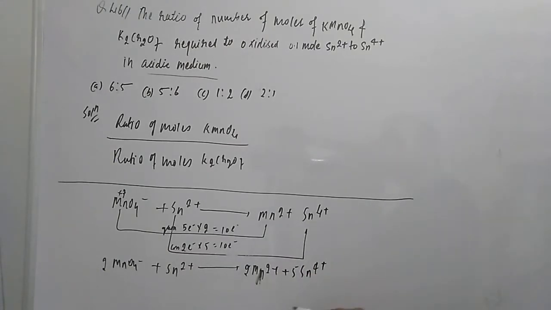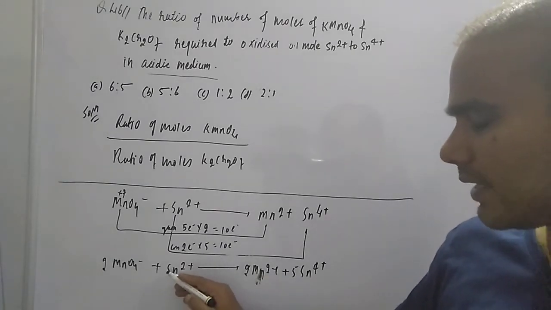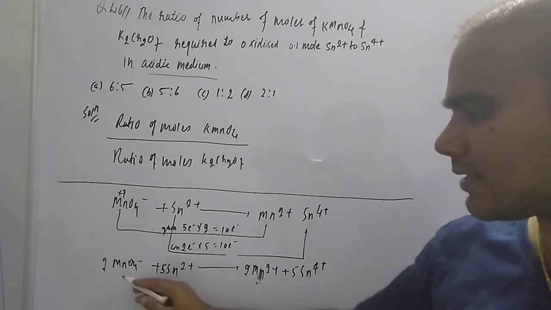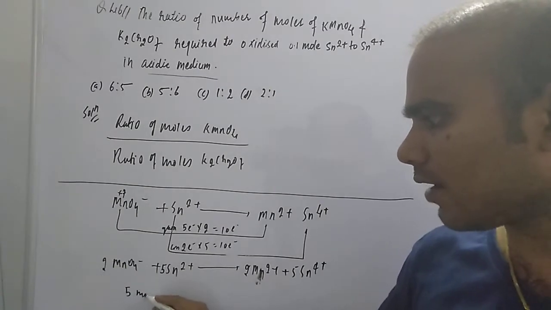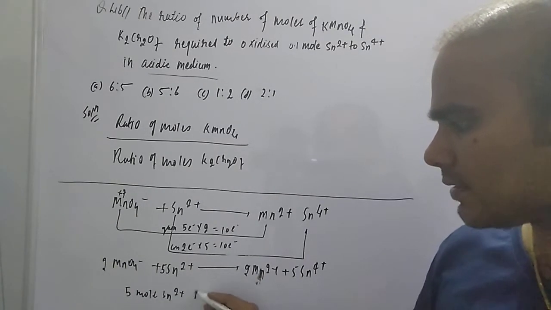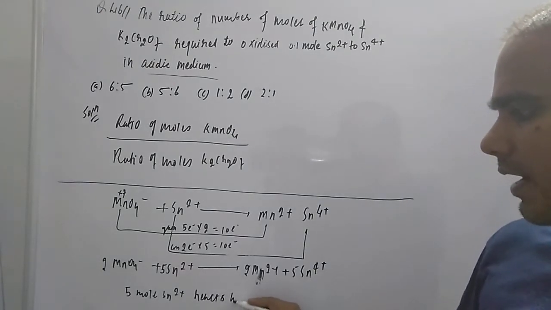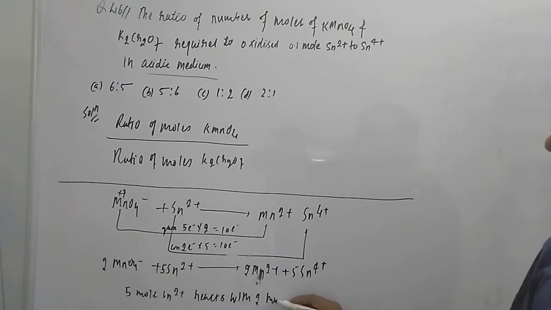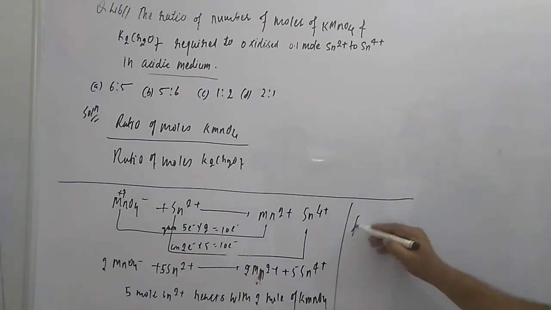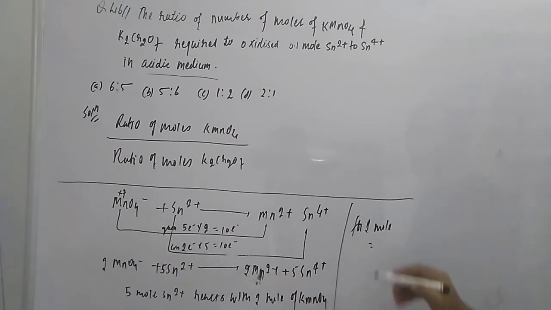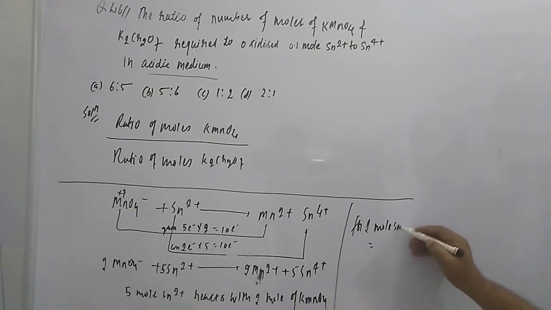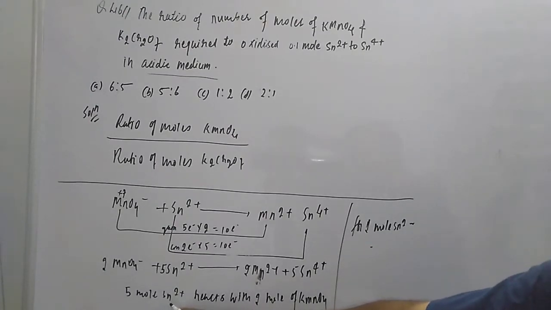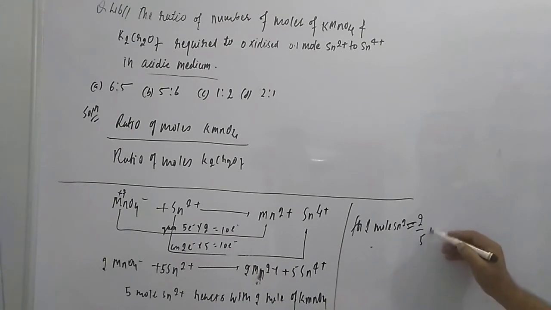I am not going for that. So you see, student, this is the balanced equation. So 5 moles of Sn2+ react with 2 moles of KMnO4. Now you can calculate for 1 mole. For 1 mole of Sn2+, how much KMnO4 is required? It is 2 by 5 mole of KMnO4.